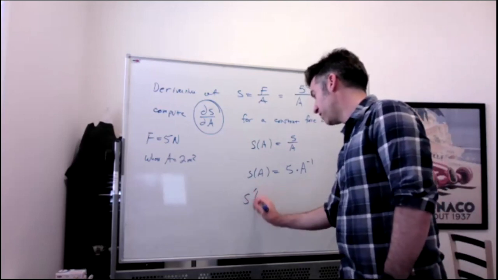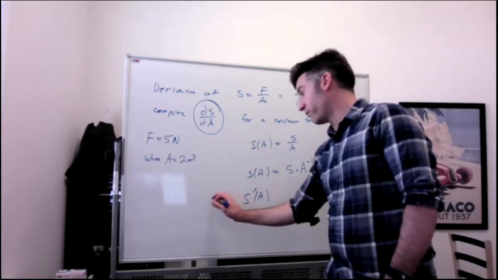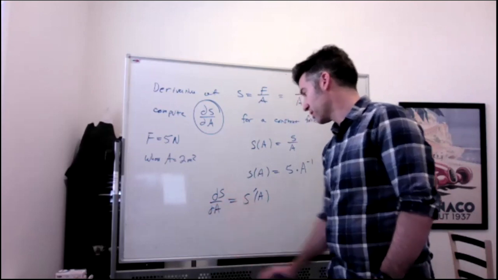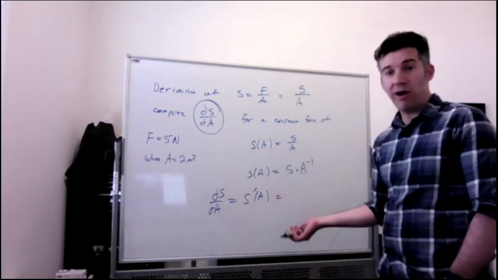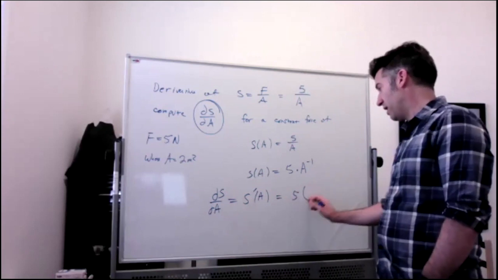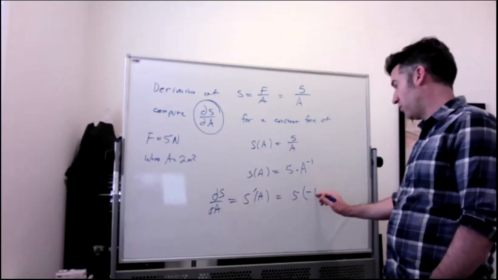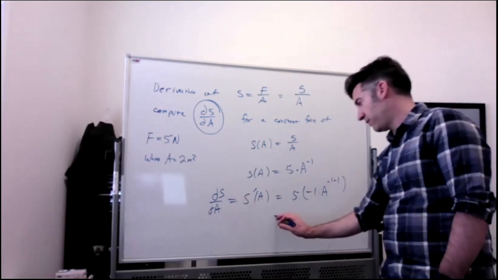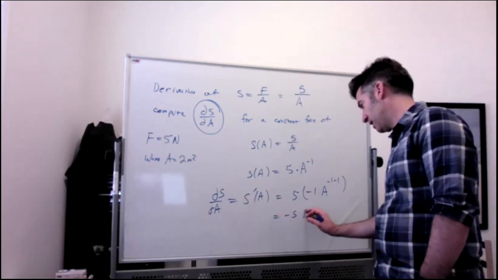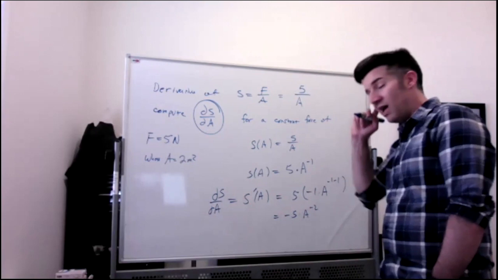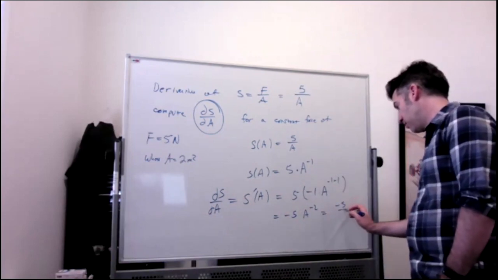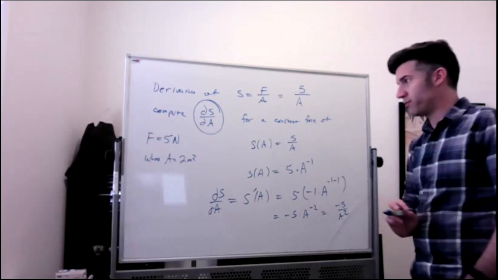So I can find the derivative S prime of A, or if you prefer, dS dA. Power rule time. 5 times the derivative of A to the negative first is negative 1 times A to the negative 1 minus 1, which simplifies as negative 5 times A to the negative 2. And I would probably further simplify it as negative 5 over A squared.